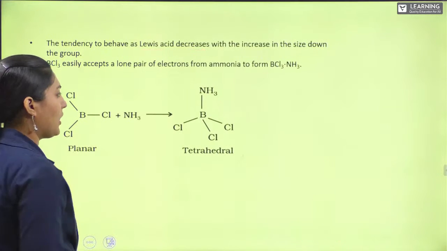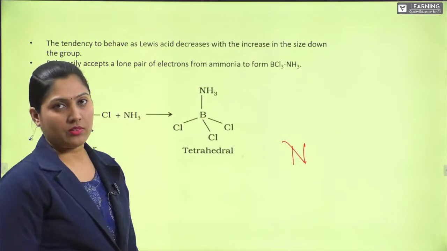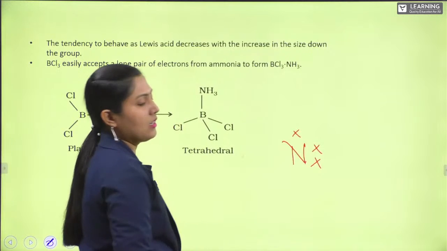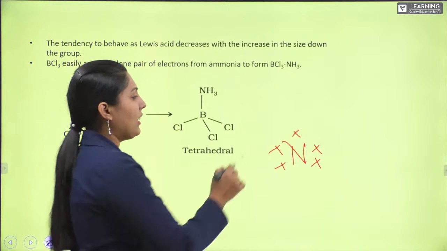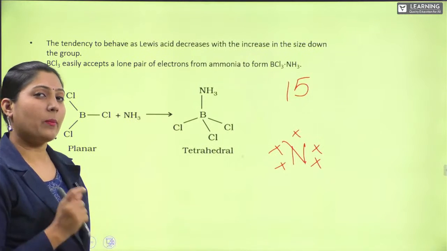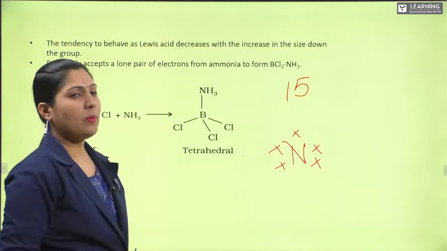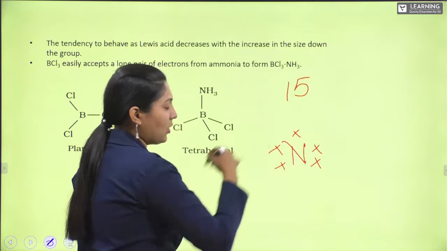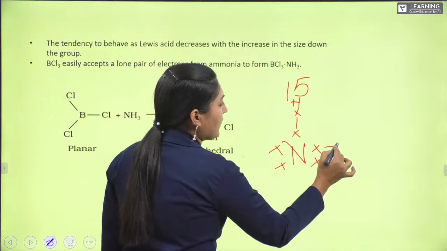And BCl3 easily accepts a lone pair of electrons from ammonia to form BCl3.NH3. Now ammonia, do ammonia have a lone pair of electrons? That is the main thing. Nitrogen will have 3 electrons in the p orbital and 2 electrons in the s orbital. Totally, it will have 5 electrons as it is in the 15th group. In the 15th group, how many valence electrons are we having? 5 valence electrons, and hence nitrogen will have 5 electrons in the outermost shell. 2 are paired, which is in the s orbital, and all other 3 will have the bond pair with hydrogen.